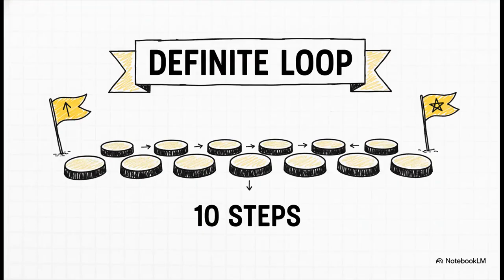So what if your task is a bit simpler? Let's say you just want to print the numbers from 1 to 10. You know you need to repeat that print action exactly 10 times. This is what we call a count-controlled or a definite loop. And yep, there's a loop designed just for this situation.